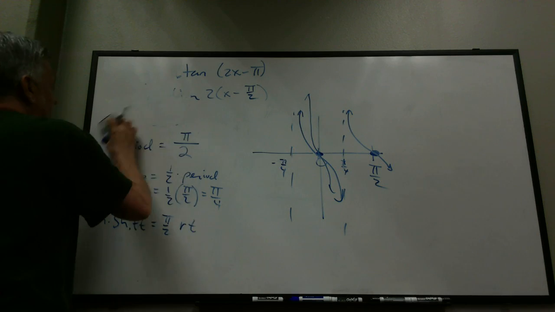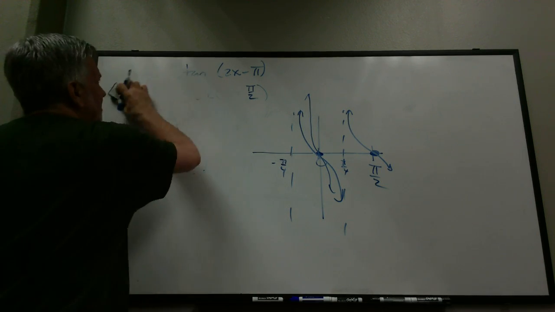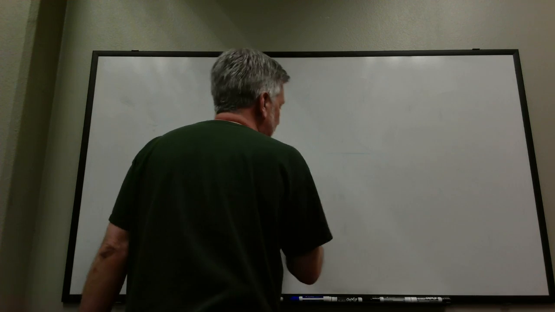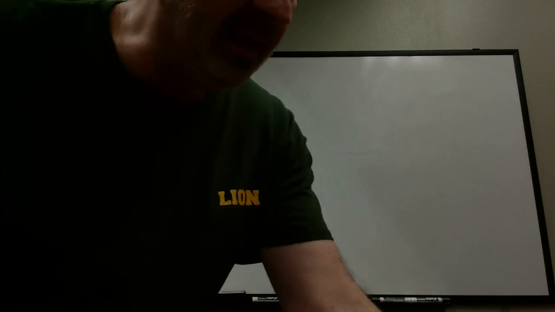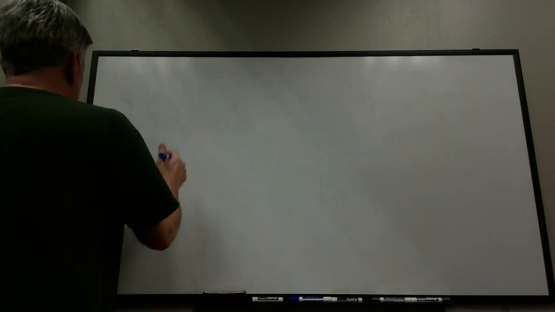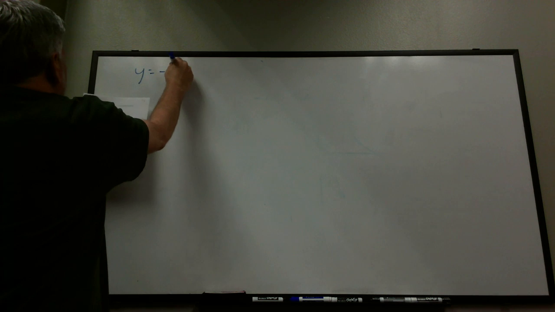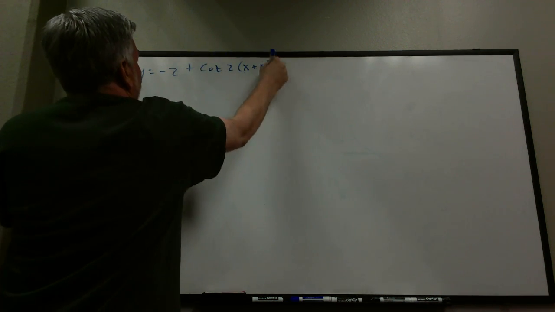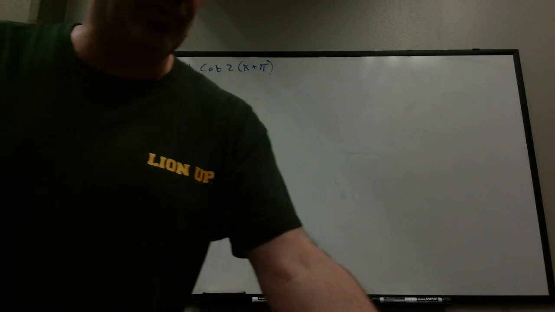Okay, let's do another one. So that was a tangent. So let's do a cotangent. So the procedure is exactly the same. So the next one says, sketch the graph of y is -2 plus cotangent of 2 times x plus pi over at least one period, okay?